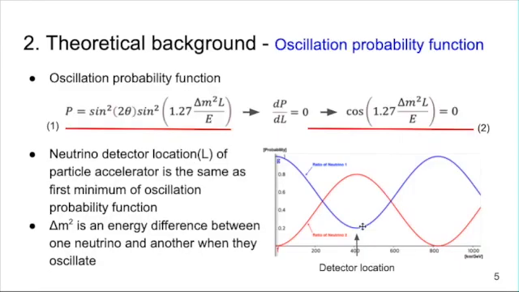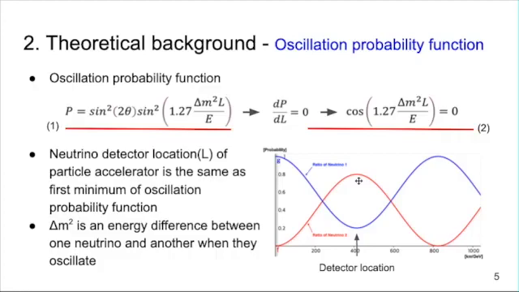The graph in the bottom right is the neutrino oscillation probability function. The red plot represents equation number 1, and the blue plot is equation number 1 subtracted from 1. These two plots show neutrino oscillation. In this graph, the position with the first maximum oscillation rate is the neutrino detector's location.